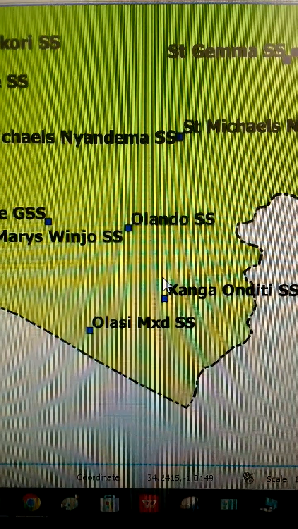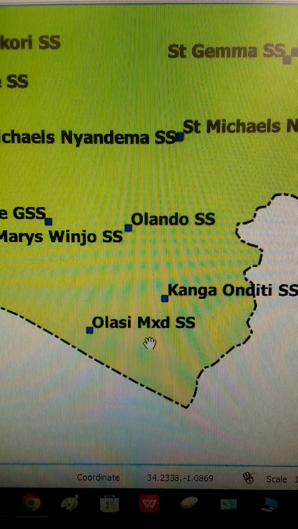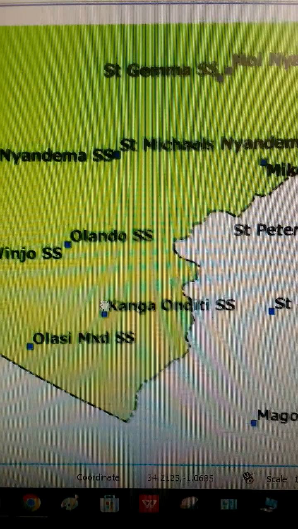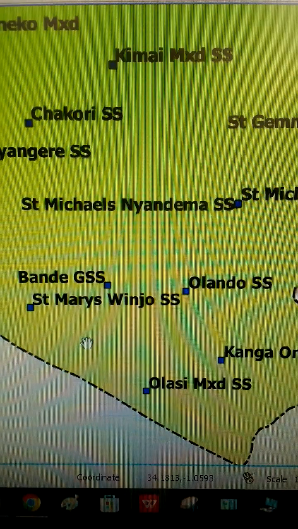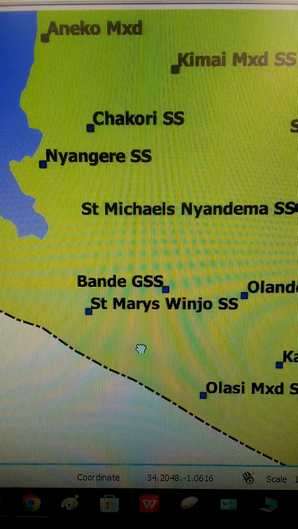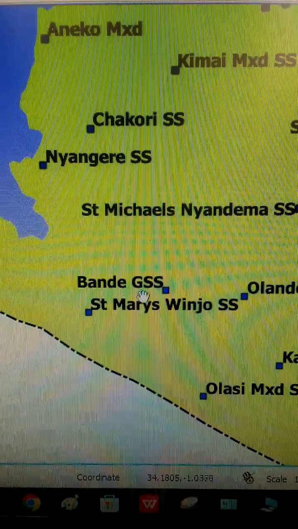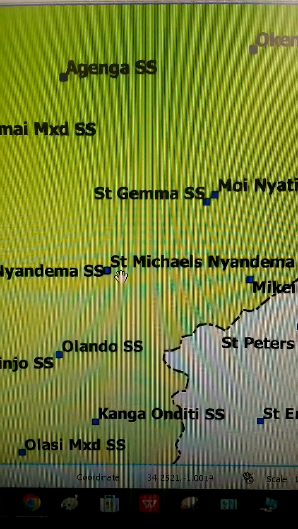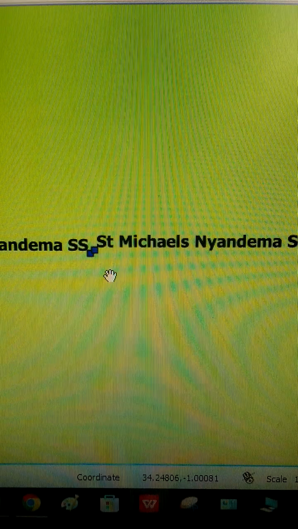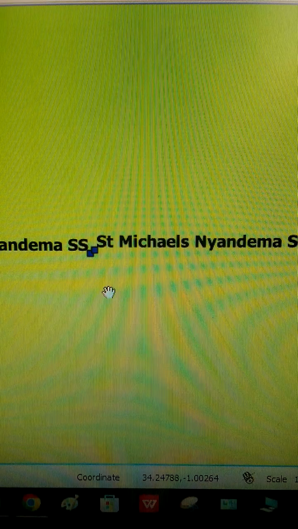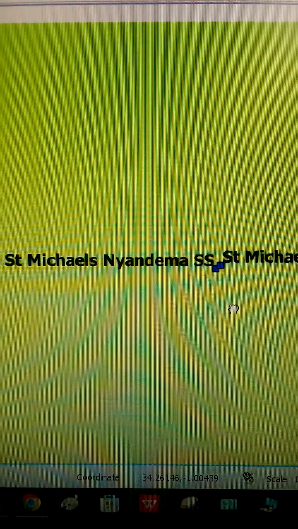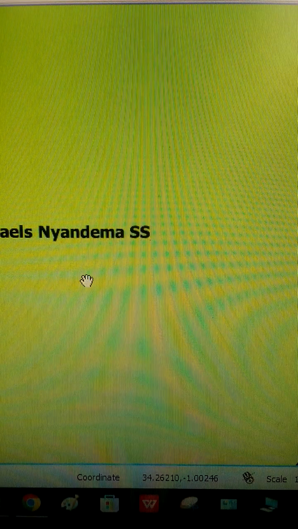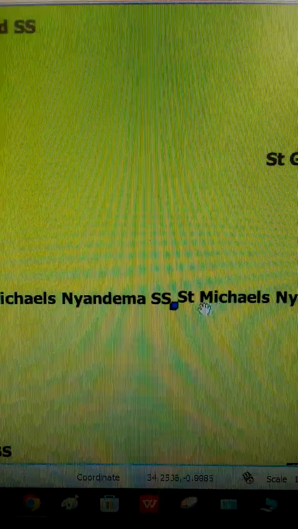So starting from the south, we have the following schools: Olasi Mixed Secondary School, Kanga Onditi Secondary School, Orlando Secondary School, St. Mary's Winjo Secondary School, and Bande Girls Secondary School. Moving towards the north, we have two schools here. Let me zoom in. We have St. Michael's Nyandema Secondary School and St. Michael's Nyande, or is it the same school? Okay, all right. Now, let's move towards the lake area.